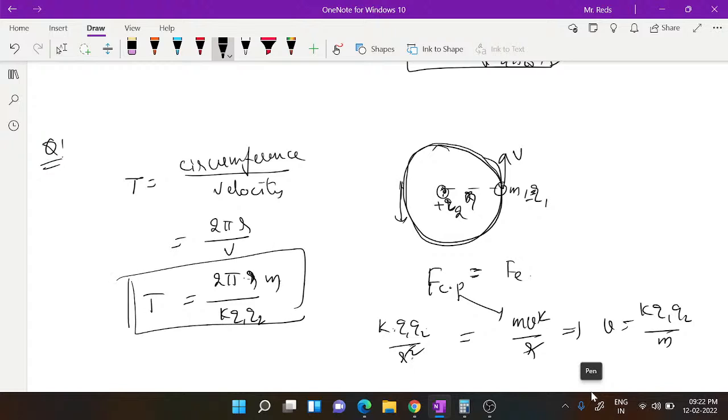As centripetal force is provided by the electrostatic force, you have to equate them and calculate this v. V is equal to, oh, r is also there, right? It is m r. K q1 q2 by m r. So one more r, so it will become r square. Okay, so you have to understand that carefully.